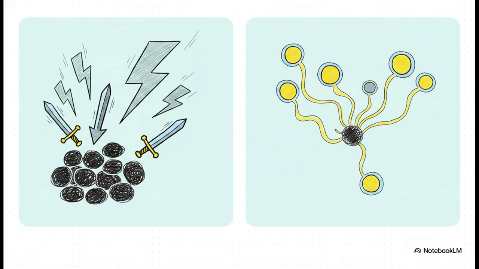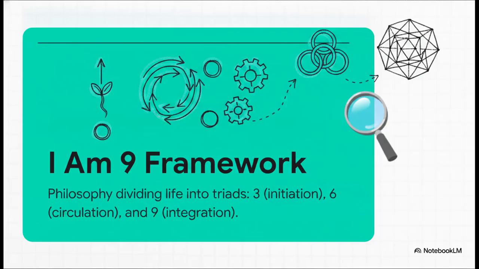But the systems theory view on the right asks us to look at the whole microenvironment. It focuses on the innate ability of the organism to maintain order. It suggests that maybe total destruction completely overlooks the power of healthy cell adaptation and systemic memory. So this entire simulation is anchored in what the researchers call the IM9 philosophy. It's a framework that divides life into these really interesting triads.